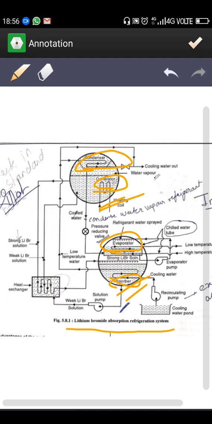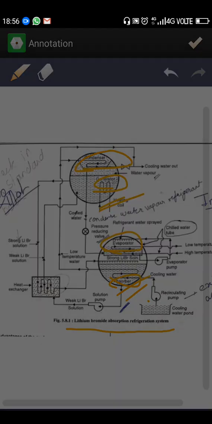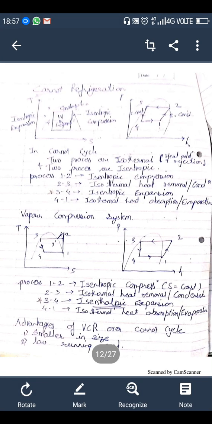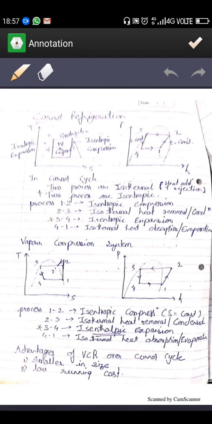Now it's time to check another concept. So this is the Carnot refrigeration system. This is the basic refrigeration system. It has 100% efficiency. What is Carnot? It has two isothermal processes and two isentropic processes, which is imaginary. It does not occur in practical life.